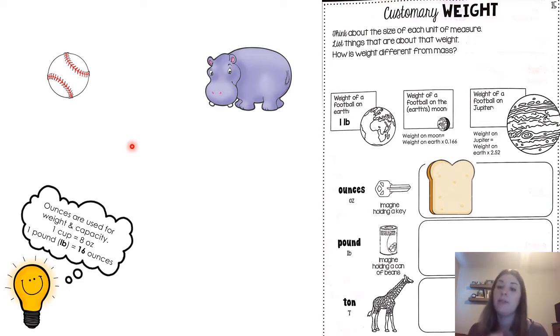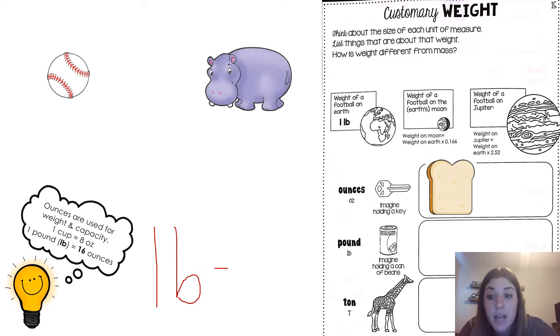If you're thinking about a fluid ounce, how much liquid, think about that Chick-fil-A cup. And I wrote here that they're used for both. 1 cup equals 8 ounces and 1 pound equals 16 ounces. Pound is abbreviated LB, and I always remember because LB looks very similar to 16. See? Good trick.